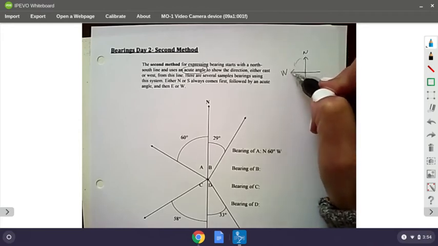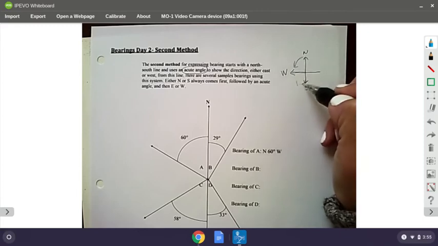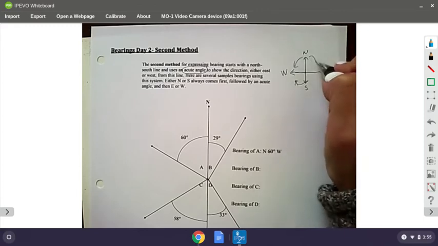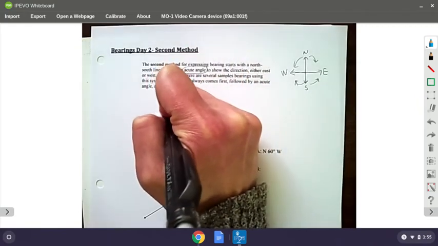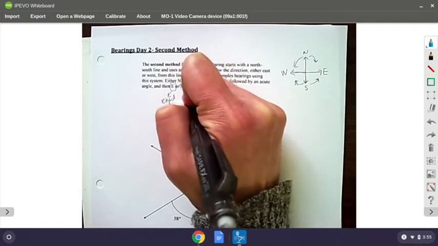So let's do our other line. Here's west. West of north or south would be to the left of north or south, or it could be east of north or south, which is to the right. East would be to the right, and west would be to the left.